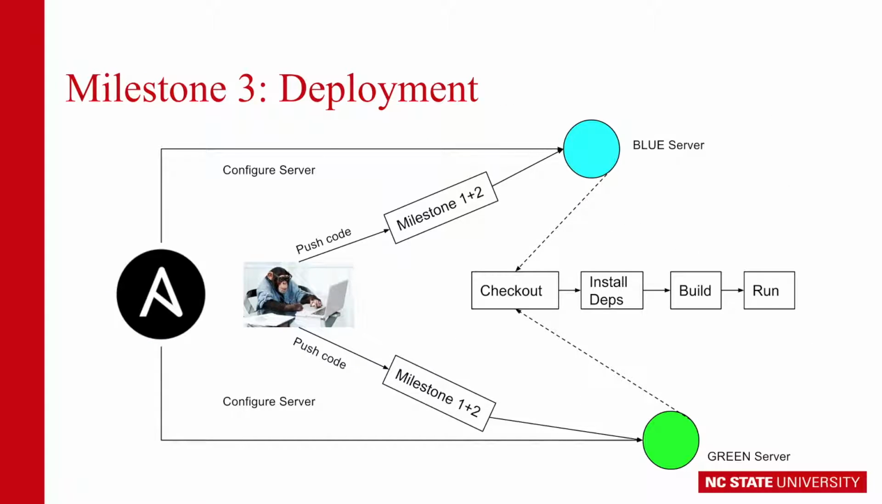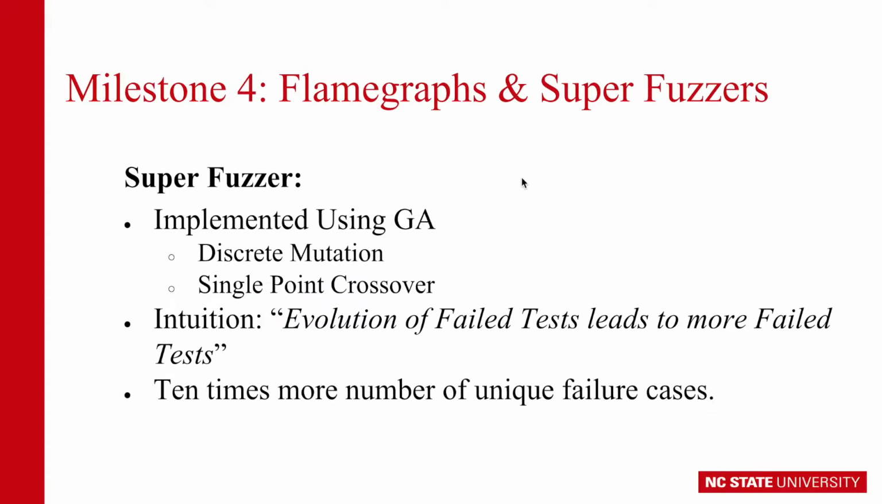In milestone 3, we check out deployment. The configuration is first managed using Ansible. Ansible uses an Ansible playbook framework that runs certain commands on a certain server before deployment. This is all about milestone 2 and milestone 3. Milestone 3 further includes components from milestone 1 and 2 to ensure that there is continuity in the entire process. In milestone 4, we explore flame graphs and superfuzzers.